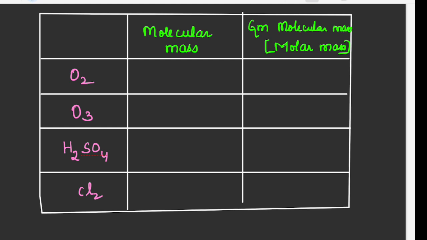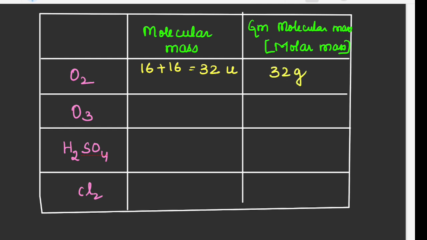So first here you can see oxygen. Here an oxygen molecule is present because you can see 2 atoms are combined together. So 1 oxygen is 16. 2 oxygen means it will be 16 plus 16, which is equal to 32. What is the unit you are going to use? You can use AMU, or you can write it as U, unified mass. And gram molecular mass, you can write it as 32 grams.